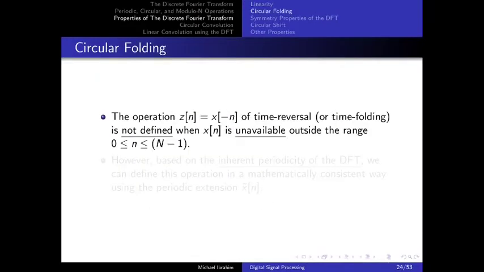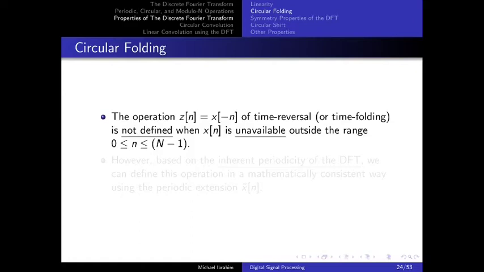Okay, so the next property is called the circular folding property, which is basically a time reversal. So if you want to do the operation x of minus n, or time folding, this operation is not defined. Why? Because time reversal implies that the samples that was happening for n larger than 0 will be shifted to n less than 0, and the samples happening in n less than 0 will be shifted or mirrored in n larger than 0.